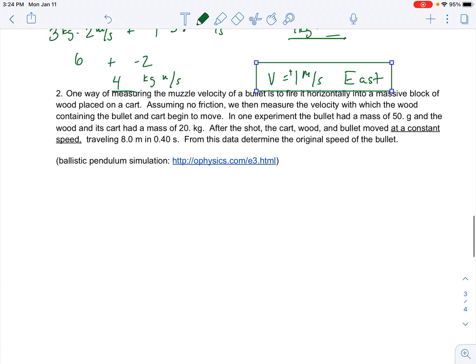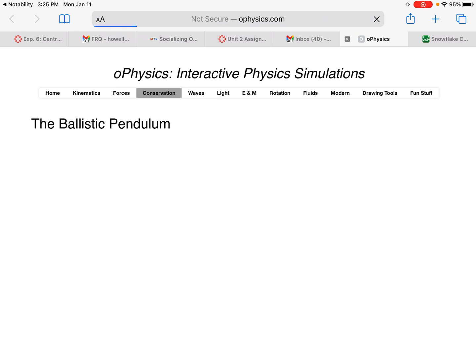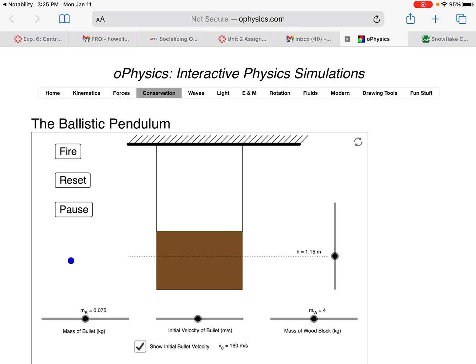All right, number 2. One way of measuring the muzzle velocity of a bullet is to fire it horizontally into a massive block of wood placed on a cart. Now, I have a little example here that isn't exactly the same, but I do think it's worth looking at. The ballistic pendulum is a method for computing the speed of a bullet as it leaves a firearm.